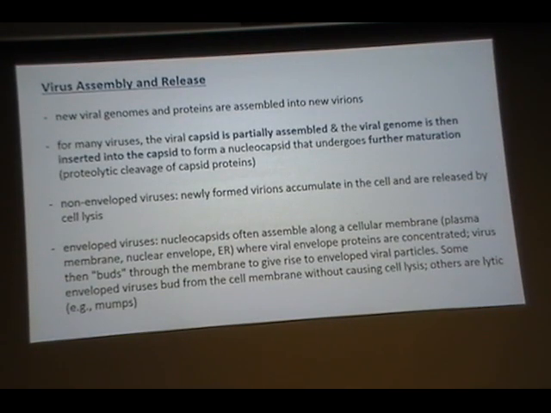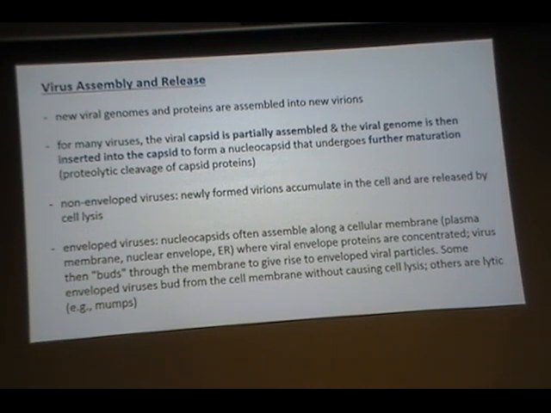And finally, assembly and release. Again, this one isn't very different. So you have new viral genomes and proteins that are assembled into new virions. The viral capsid is frequently partially assembled in some spot, and then the genome kind of hooks into it. And there are proteins that help facilitate that interaction. And then the nucleocapsid can undergo further maturation as the virus matures completely.